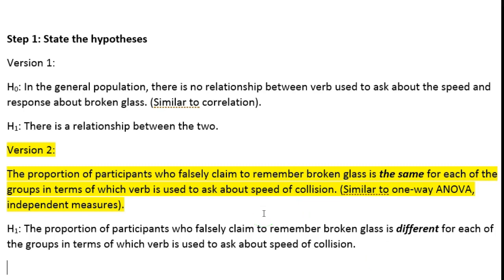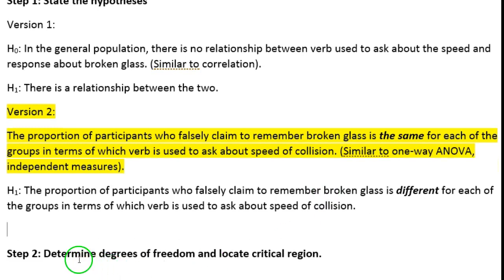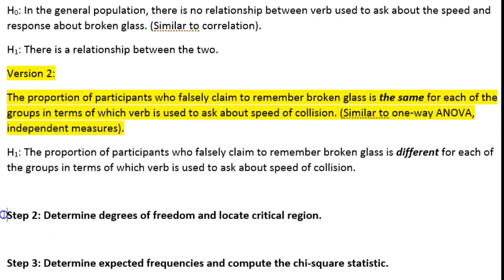All right, so that is our first step, and our second step is to determine the degrees of freedom and locate the critical region. I want to turn our attention to the second step because the point at which I left off in the PowerPoint really is concerned with step 3, determining expected frequencies. So how do we determine the degrees of freedom and locate the critical region?